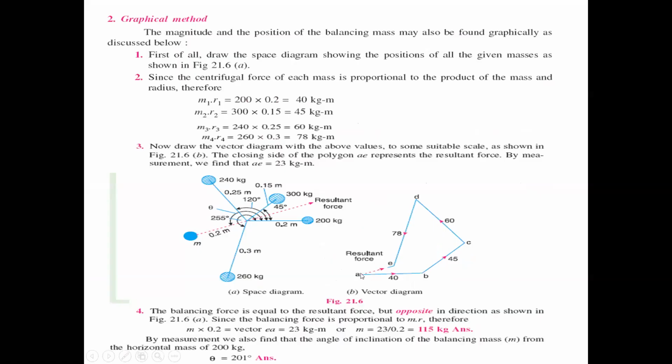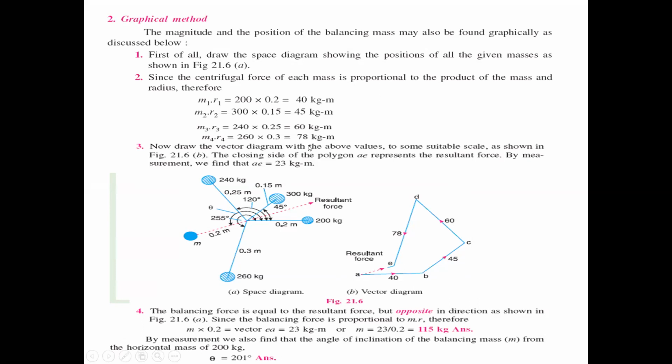So A is there, and the M1 R1 direction is the horizontal line, that means 0 angle. So what is the value? 40 kg meter. That 40 kg meter, which is 2 centimeters, is placed at 0 angle, on the horizontal line. A is the starting point, and you place 2 centimeters. Why? Because we are taking the scale 20 kg meter equals 1 centimeter.